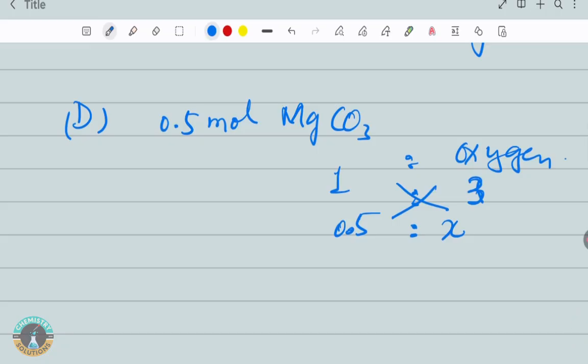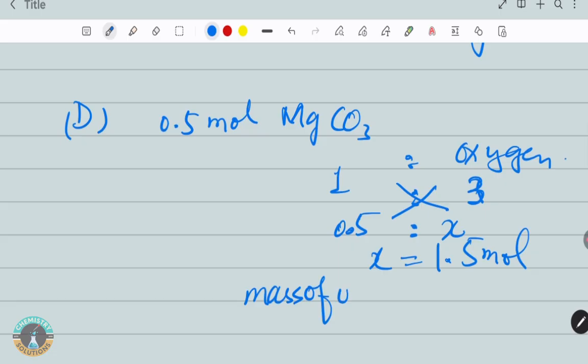0.5 multiplied by 3, the answer will be 1.5 mole. So if we have to calculate the mass of oxygen, then multiply 1.5 into 16, the answer will be 24 gram.